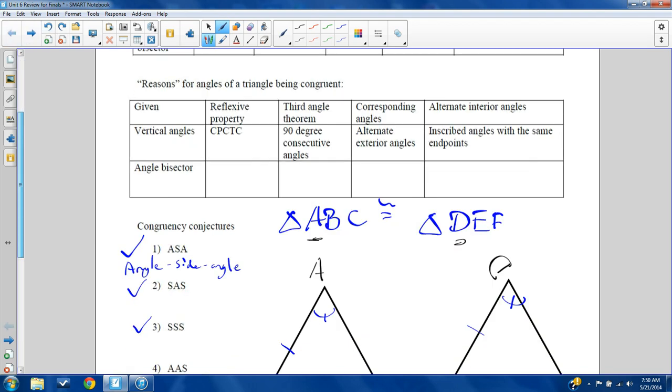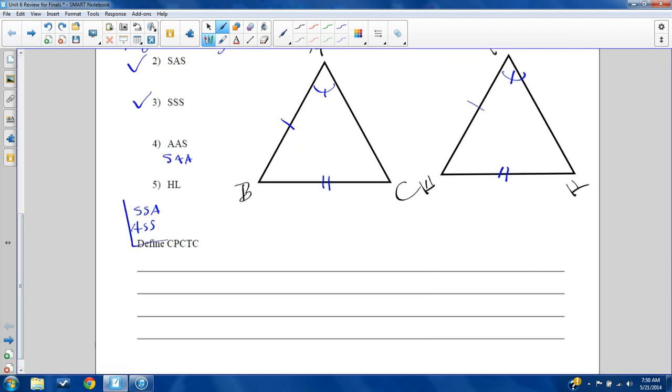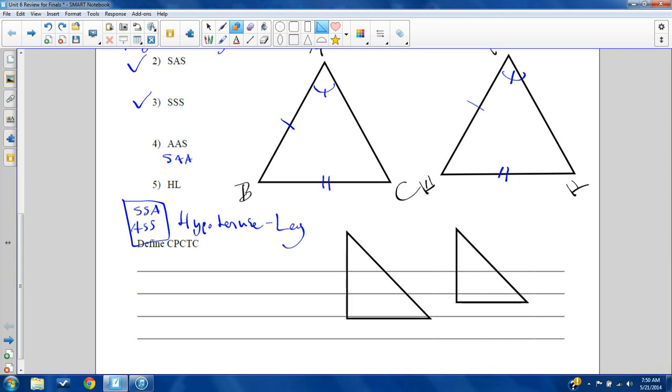Okay. Now the only exception to this is HL. HL stands for hypotenuse-leg, and this only exists in right triangles, because only right triangles have a hypotenuse and a leg. So if I have two right triangles here, let's say they're congruent, ABC and DEF again, and you're given that they're right angles, or you find out in some way that they're right angles.